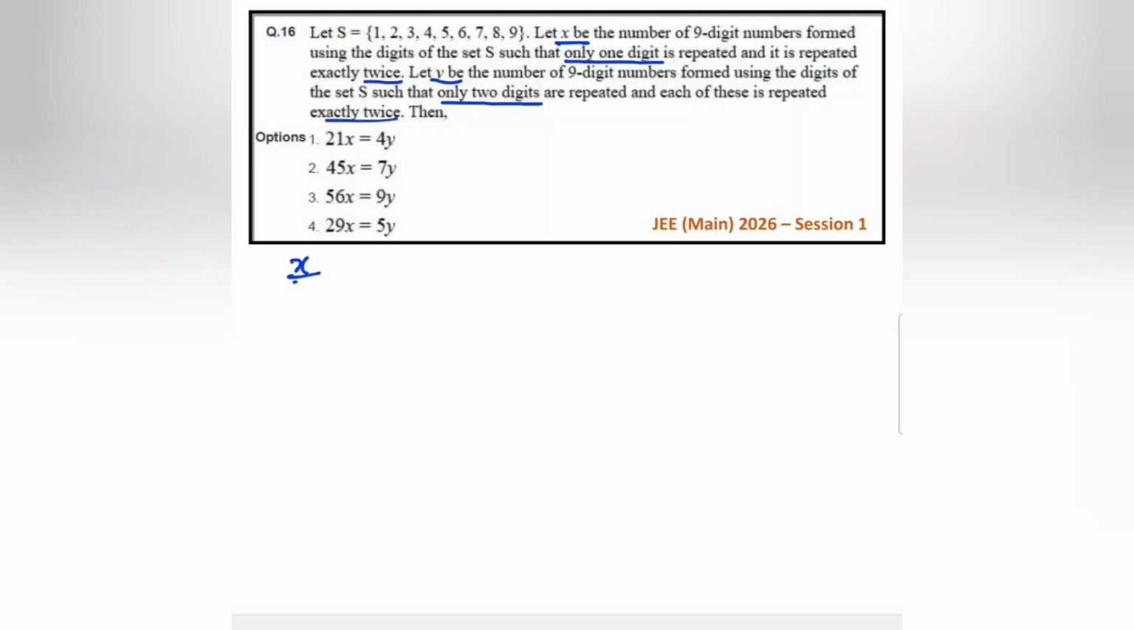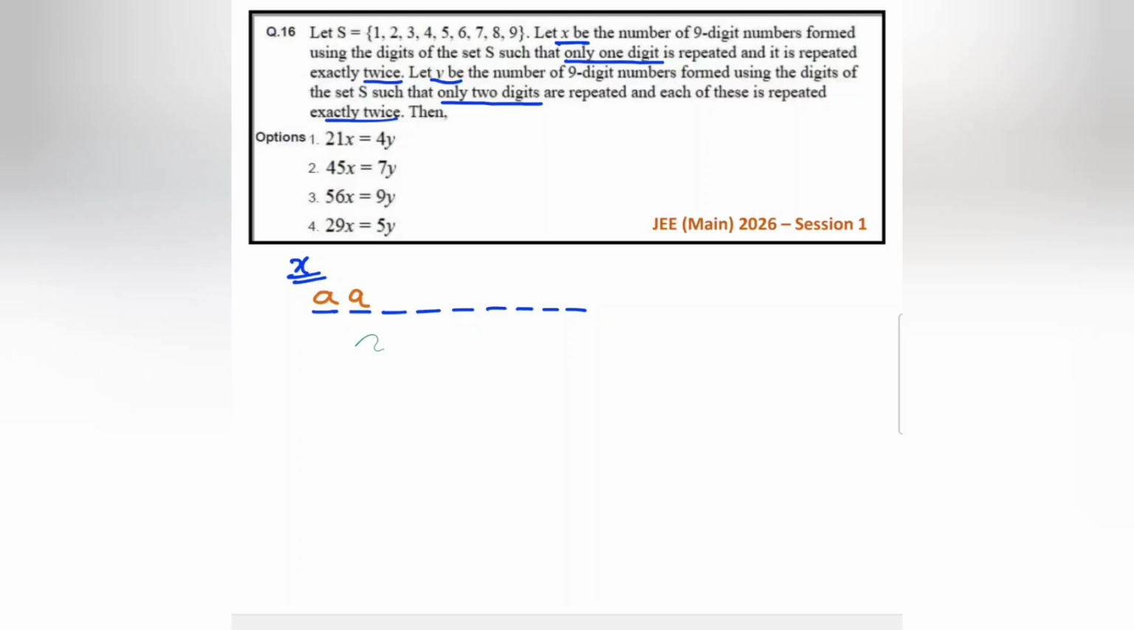So let us take the first case, x. So 1, 2, 3, 4, 5, 6, 7, 8, 9. Here let's assume that the repeated thing is a and a. So a is repeated, which means one of the digits is repeating here. So out of these 9 I have to choose that one which is repeating, which means out of these 9 I have to choose a.